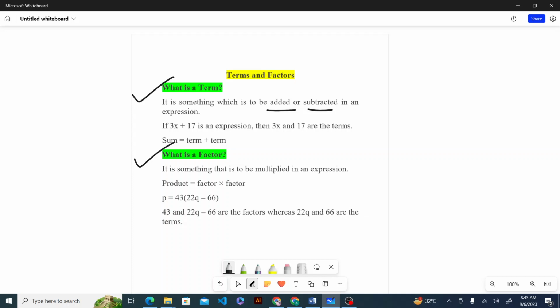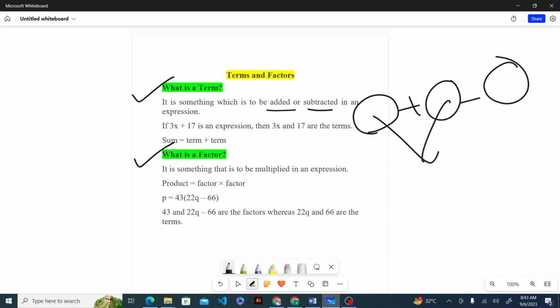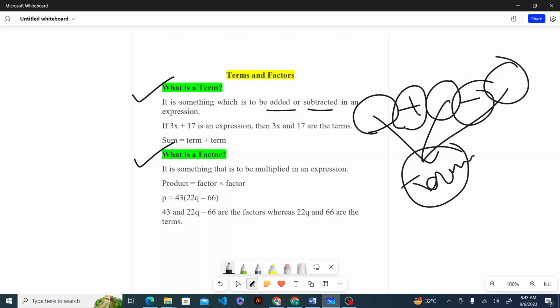See, if you have an expression with some plus or minus signs, and something is written here, something is written here, and something is written here, what are these three things? These are being added or subtracted. So these are the terms, okay? Here in this example, 3x plus 17 is an expression in which 3x and 17 are the terms. Why? Because 3x and 17 are being added to each other. So they are the terms, and they are making a sum.